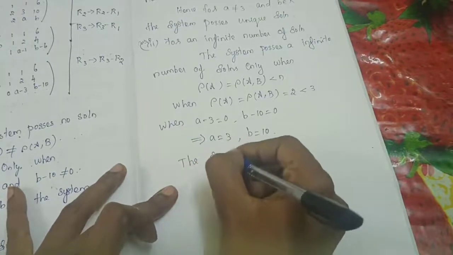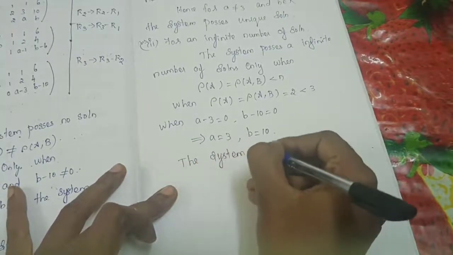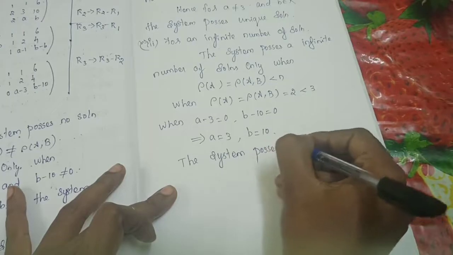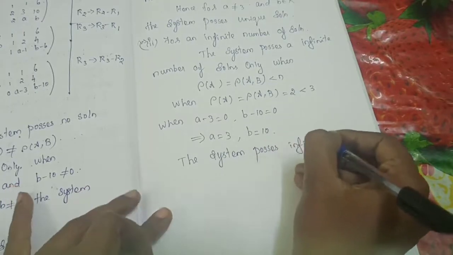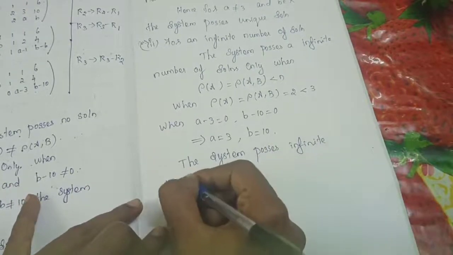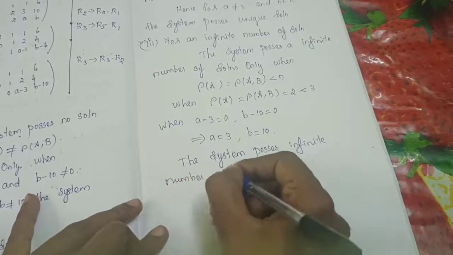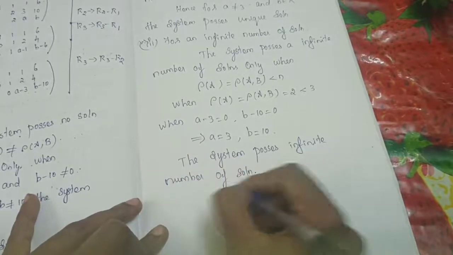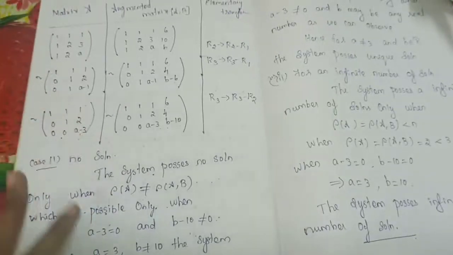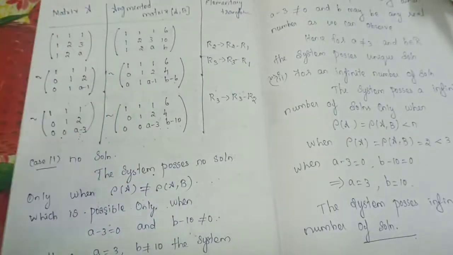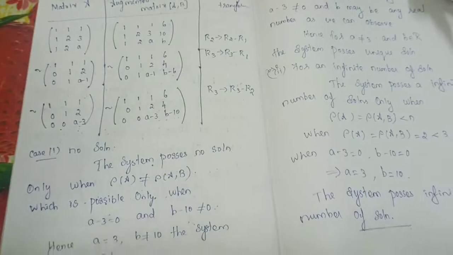the system possesses an infinite number of solutions. Understand? Very, very important question. I am going to repeat now. Listen carefully. First, up to here, everything is the same as previous questions.